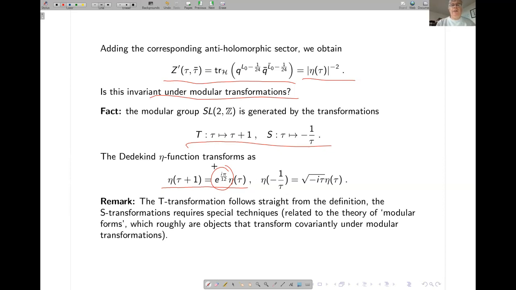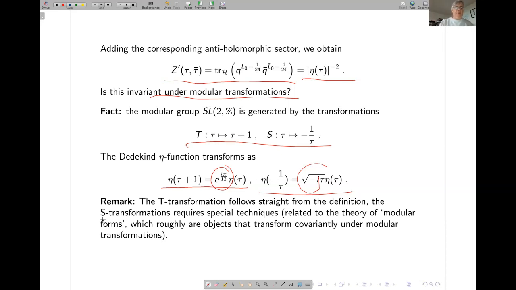But for us here, this is not a problem, because in our partition function, we take the modulus anyway. So this phase doesn't bother us. But if you compute eta evaluated at -1 over tau and express it in terms of eta of tau, you get this prefactor here. And this causes a problem because it is not a phase, but depends on tau.